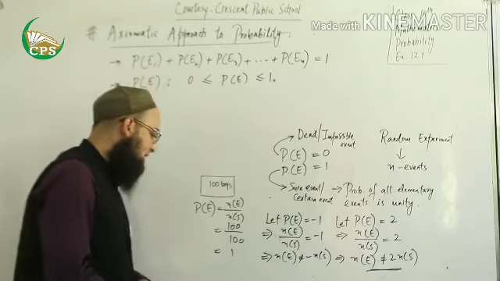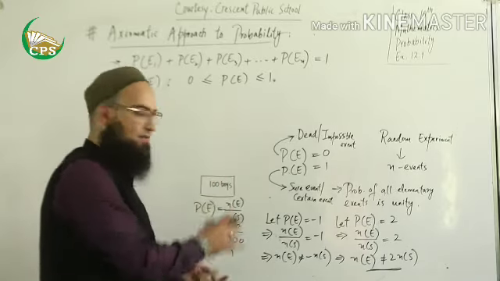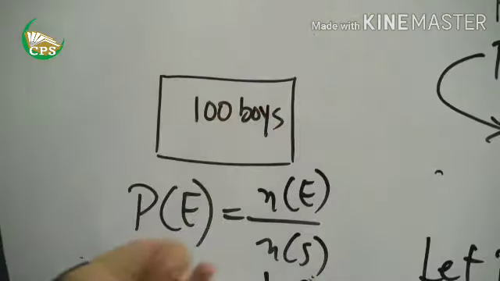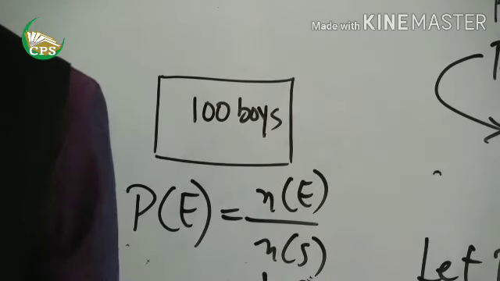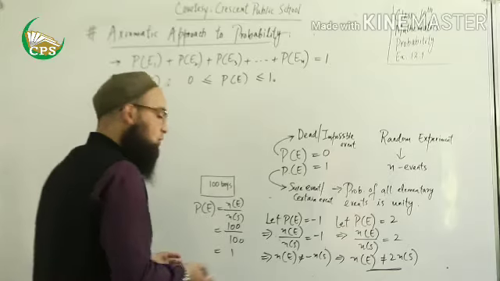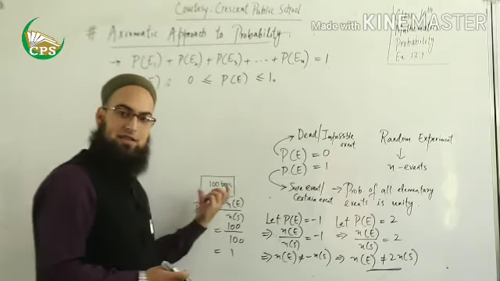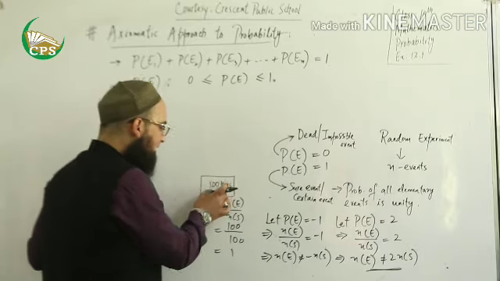Now take another example in the same class where we have 100 boys. What are the chances that if I point towards a student, it happens to be a girl? No, it's not possible. I will not get a girl because there are only 100 boys.